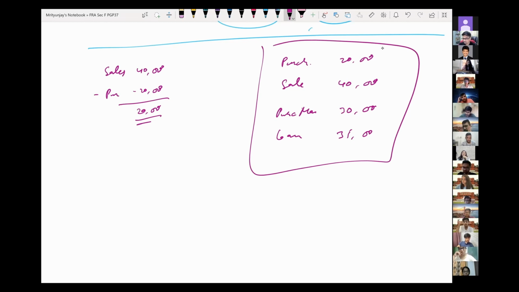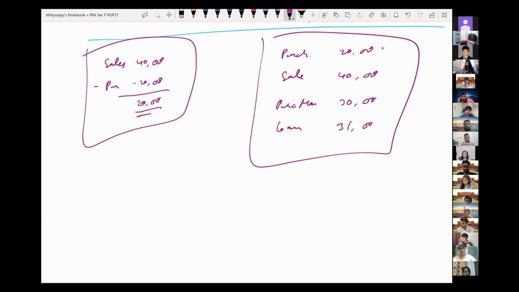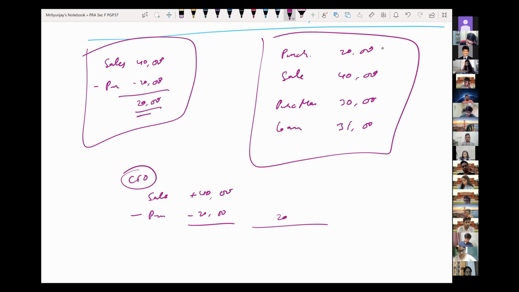How will my cash flow statement look like? This also we had done yesterday itself. In CFO you will have sales of positive 40 minus purchase, so negative 20, and that's how you have CFO of total 20 lakh. How is your CFI? CFI is purchase of one machinery, so negative 30 for CFI.